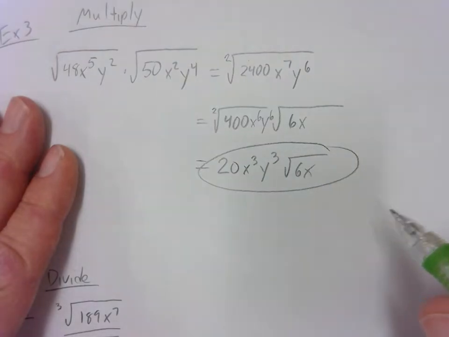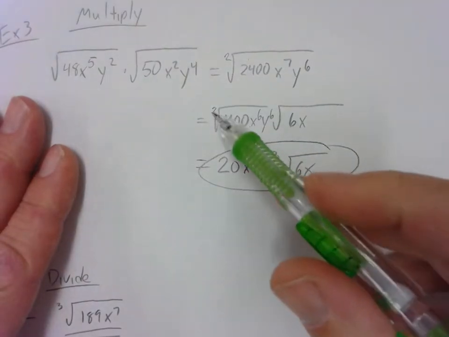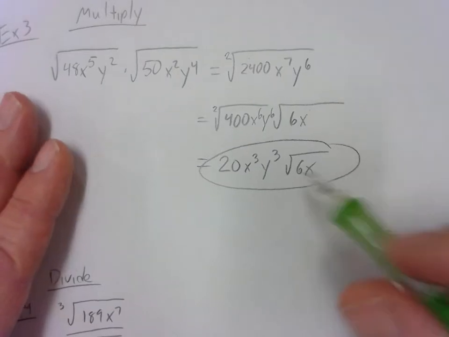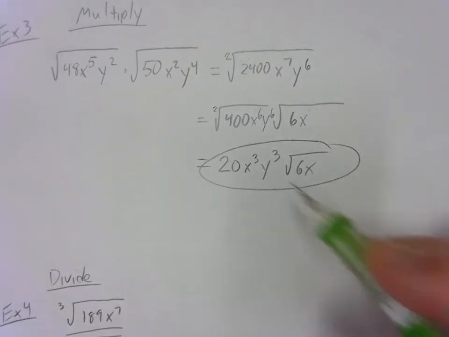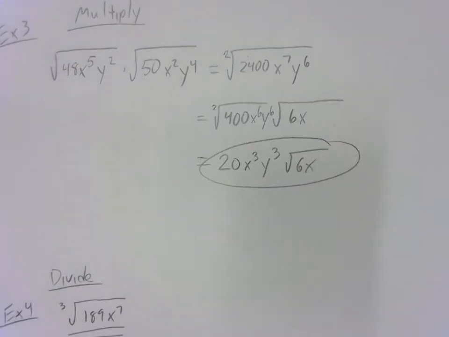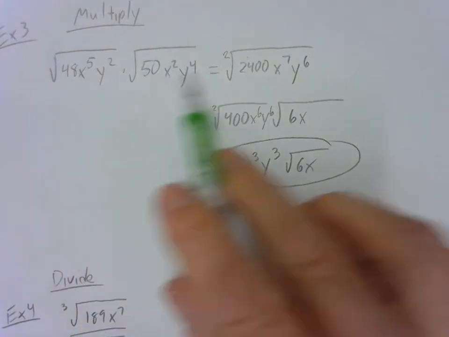All right. This is an even-odd situation, but like I said, we're going to assume that all of the x's are positive. That's pretty much what it says in the book, so we don't have to worry about the absolute value here. So we multiplied, and then we simplified.